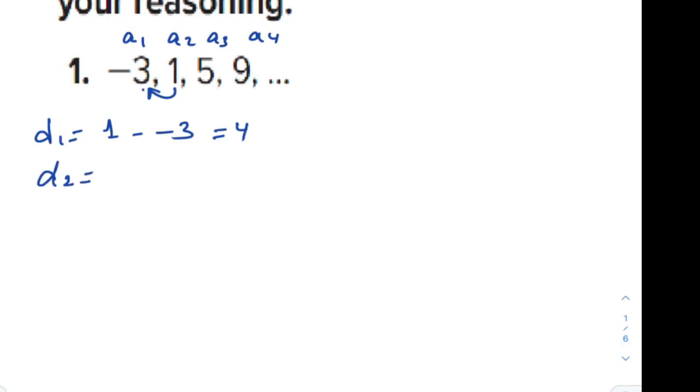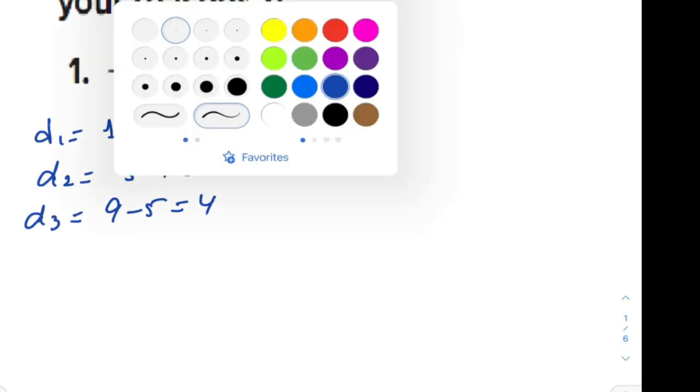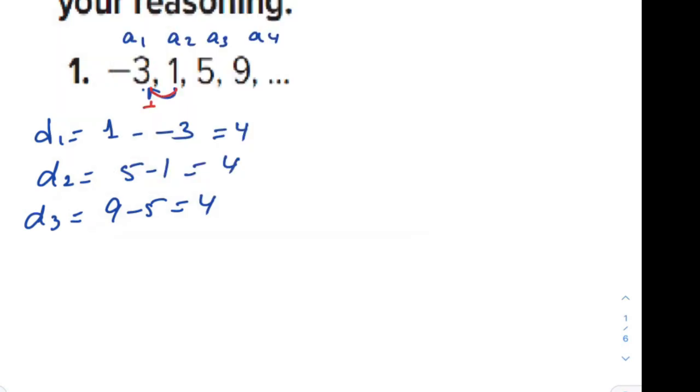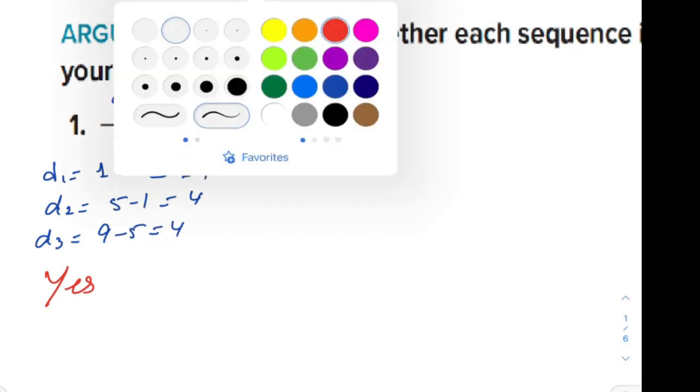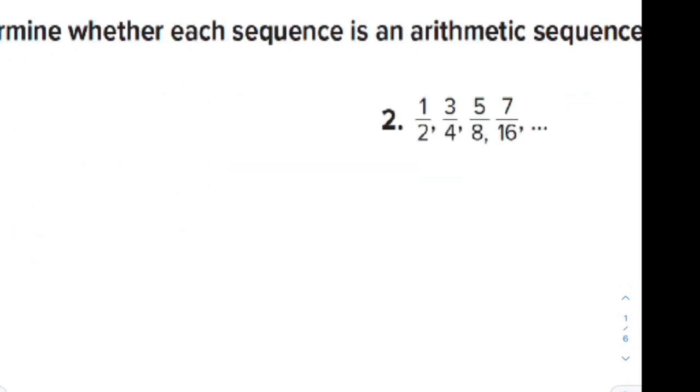Let's find D2. D2 is 5 minus 1, which is 4. D3 is 9 minus 5, which is 4. As you see here, the differences are the same. So in this case, we can say, yes, this is an arithmetic sequence. Let's check the next one.